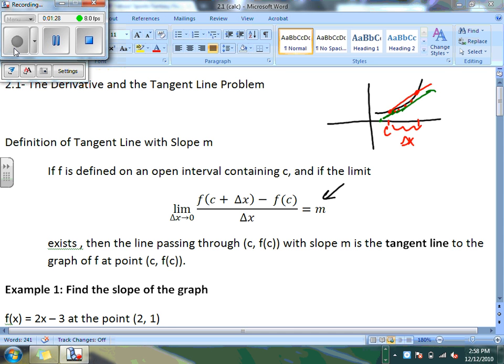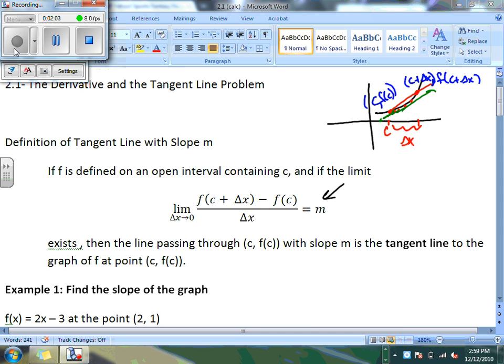Where this formula comes from is that we're finding the slope of the secant line. We know how to find the slope of a straight line. Our x value for our original point right here would be c. And to find the y value, we just plug it into our function. So f of c, that would be our point here. For our second point, the x value would be c plus change of x, whatever we decided to move it to the right. Sorry, that parenthesis shouldn't be there. It should be a comma. And our y value would be f of c plus change of x.